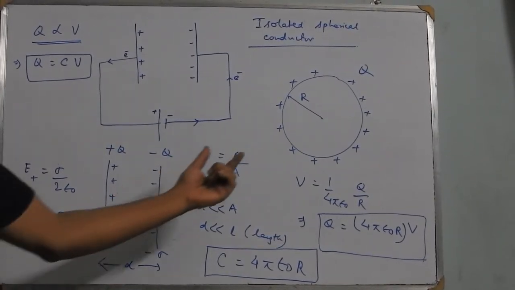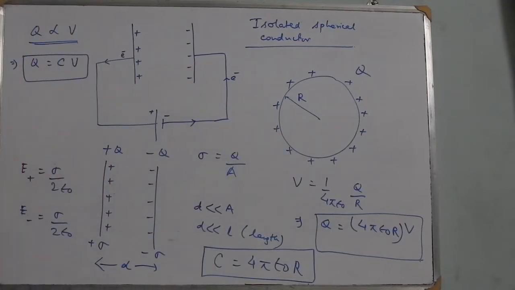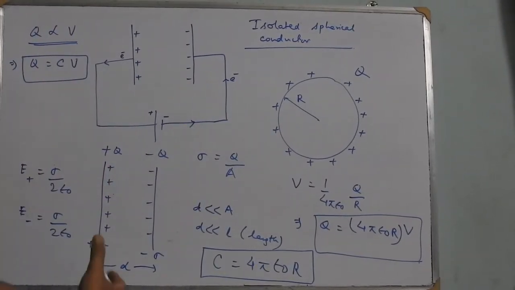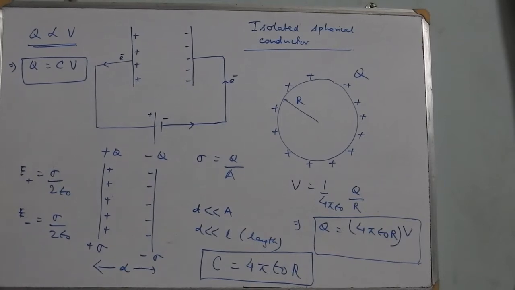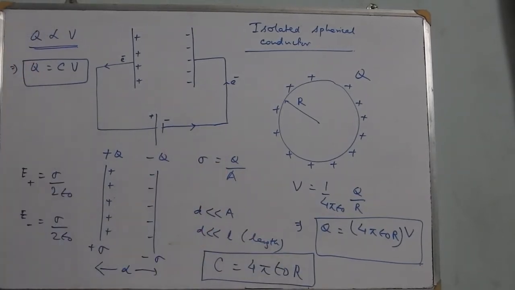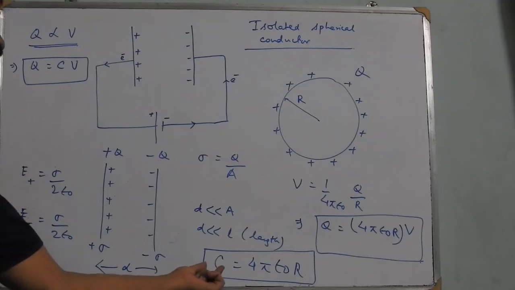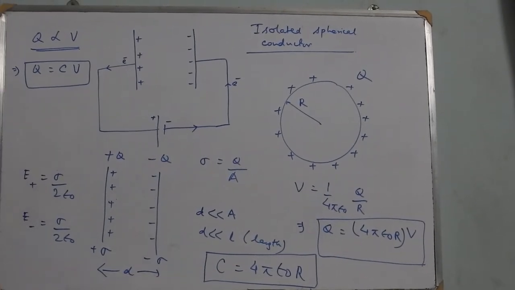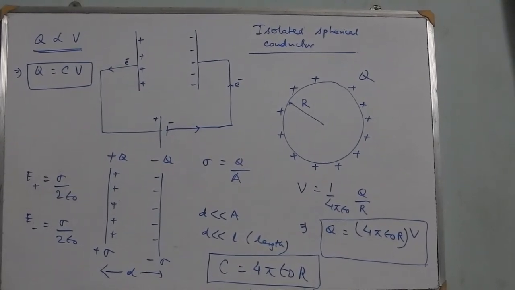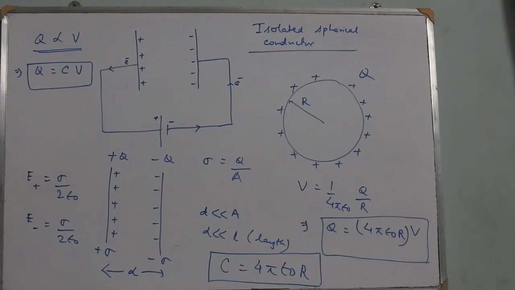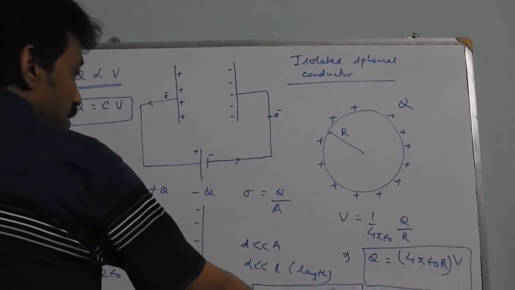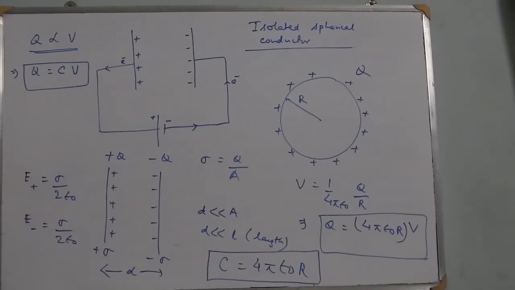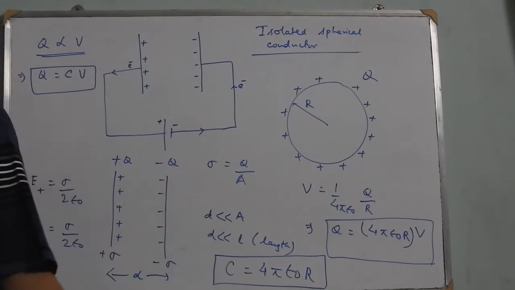Now this type of spherical conductor or isolated spherical capacitor is not of much use, because capacitance will define the ability to hold more and more amount of charge. So even if we try to increase the radius, it is very difficult to increase the capacitance much, because if we try to store an amount of charge that is equal to 1 coulomb, the radius will become very large. So that's why this capacitance is not of practical use.